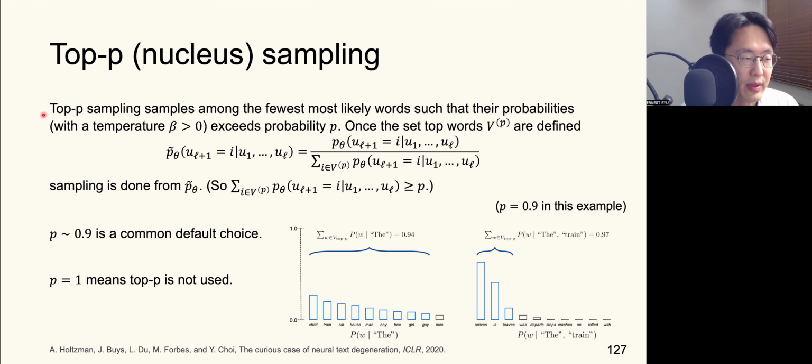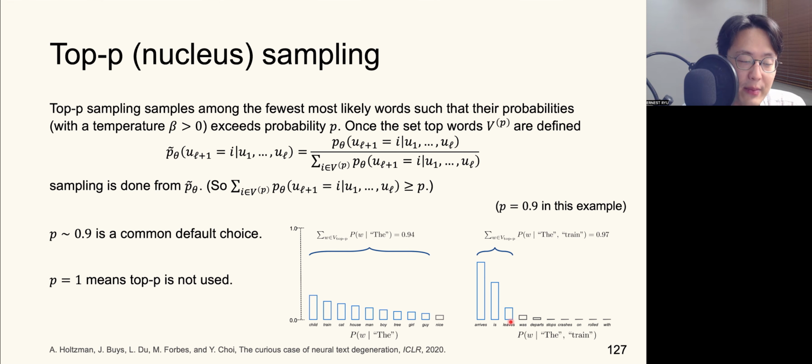Top P sampling, also referred to as nucleus sampling, is a slightly different mechanism that samples among the fewest most likely words, such that their probabilities exceed probability P. So let's consider this example. Here again, we've sorted all the words based off of their likelihood. And we consider the minimum number of words such that when we add the probabilities of those words, we exceed a certain threshold. So in this example, P equals 0.9 is being used. If we add the probability of all these words, this will result in 0.94. So we sample among these words that lead to an added probability exceeding 0.9.